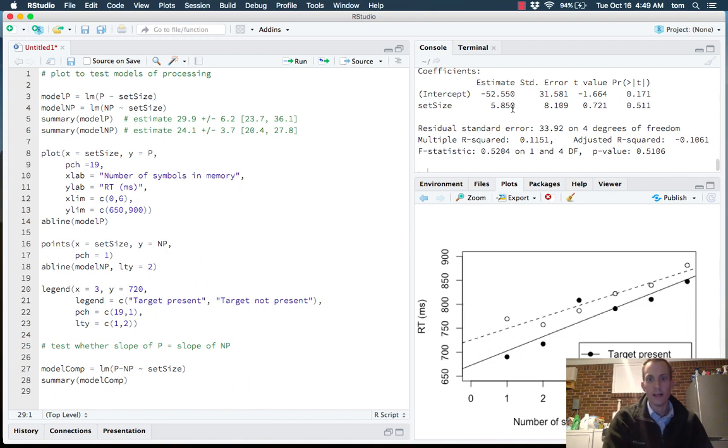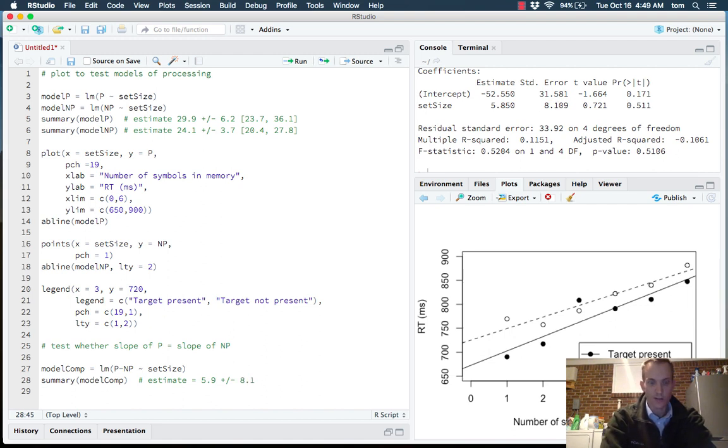And here's what we get. In this case, it doesn't really matter what the intercept is. That's not the important part. The important part is the estimate of the slope. Okay? So the estimate of the slope on this model is, let's call it, 5.9 plus or minus, and look at the standard error. The standard error is 8.1.